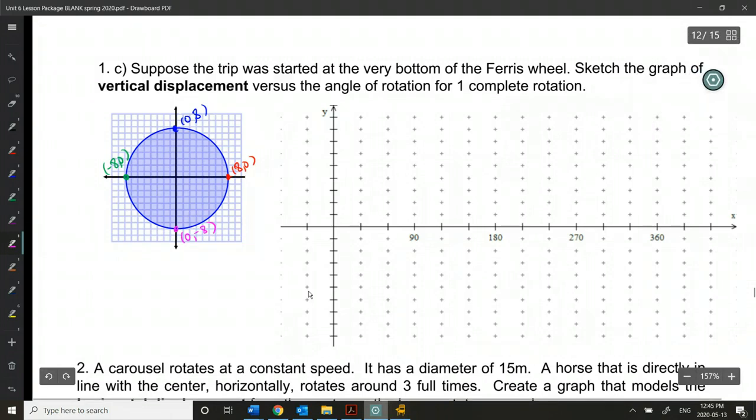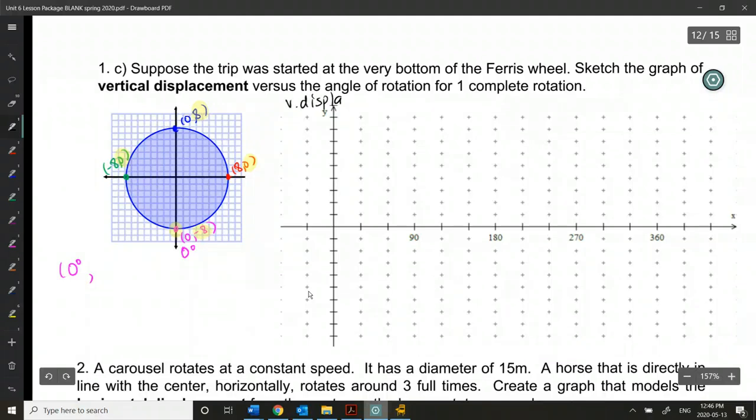And we're going to suppose that our new trip of our Ferris wheel cart is actually starting at the bottom of the Ferris wheel. So we're starting here, and we're graphing vertical displacement. So I'm interested in all the y's as I rotate around this circle. Okay, so remember guys, your starting position is always where you start at 0 degrees. You're tracking the rotation, and where you start, you've rotated 0 so far. So at 0 degrees, what is my vertical displacement?